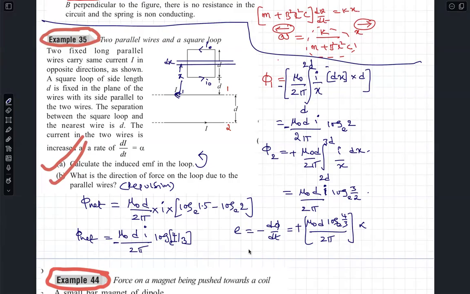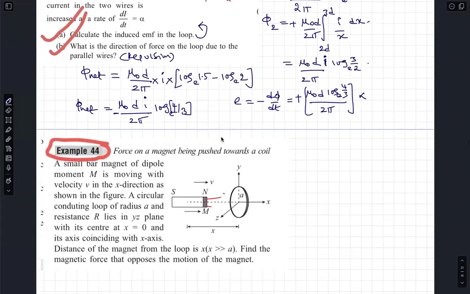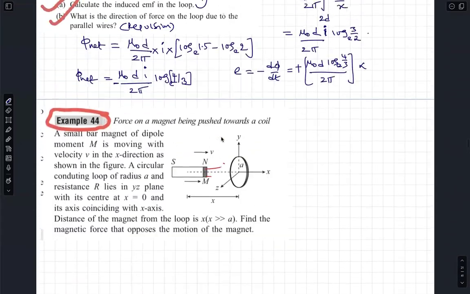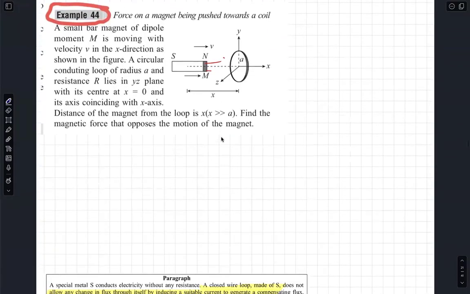Right. Next question. Right. Example 14. Go ahead.